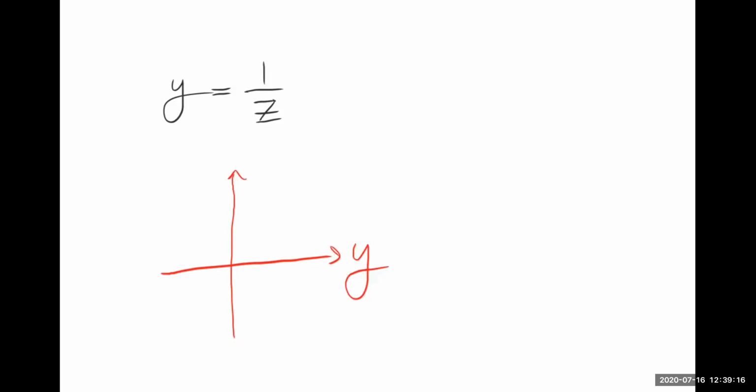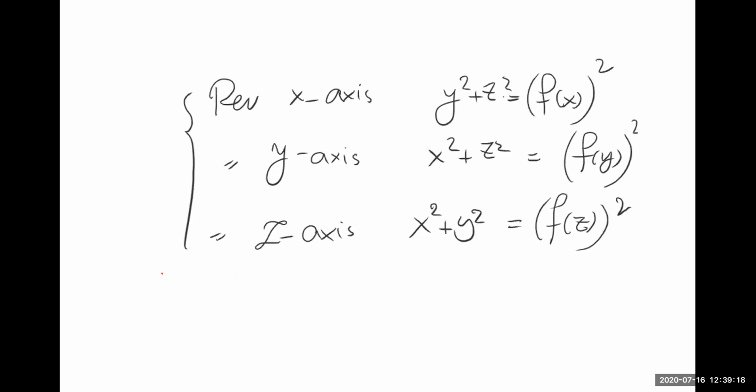Let's look at one example. Let's see what it means. Suppose we have a function in terms of y and z. Suppose y equals 1 over z. Okay, so if you look at the yz plane, suppose this is y. Yep, I can go back for a second. These are the 3 equations, 1, 2, 3. Is that good?